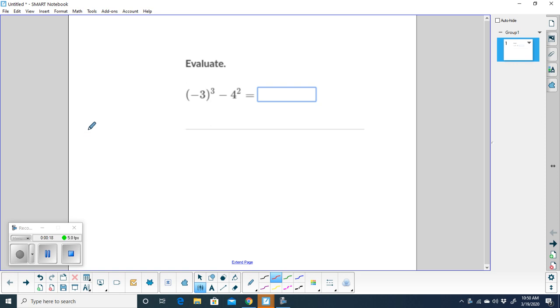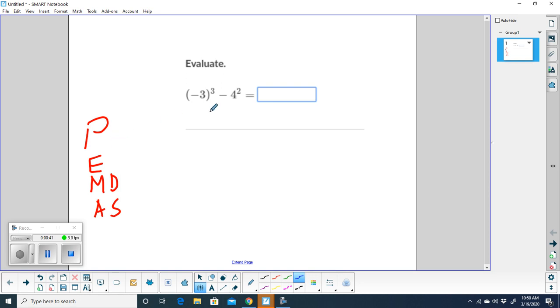I'm looking at it and I say, okay, are there any parentheses? Are there any exponents? Is there any multiplication or division? Is there any addition or subtraction? So let's start first with the parentheses. Are there any operations inside of parentheses? And the answer to that is no, there's no operations inside parentheses.